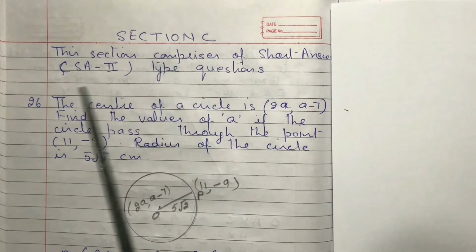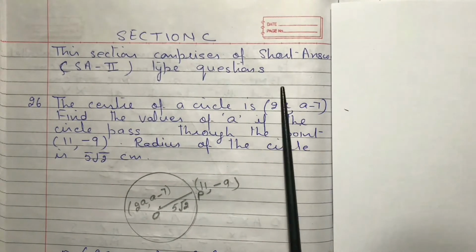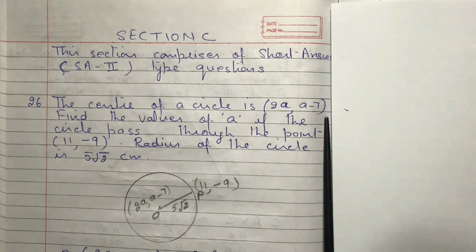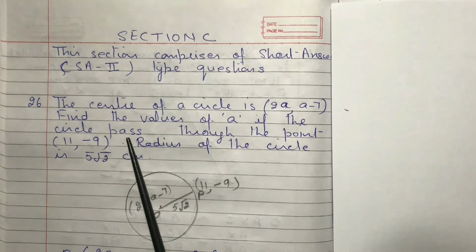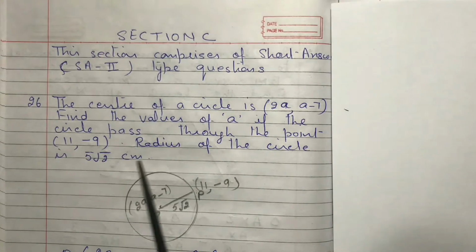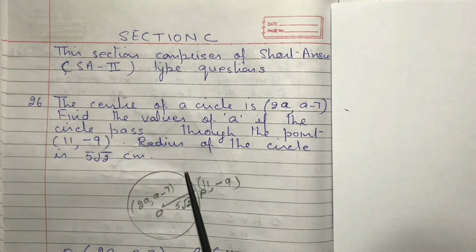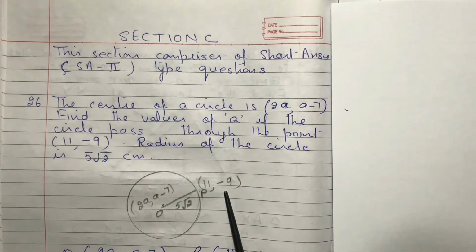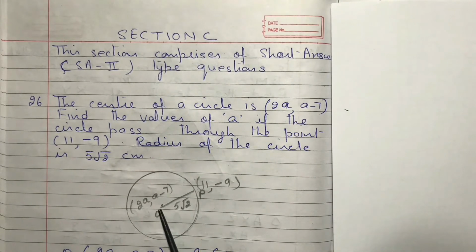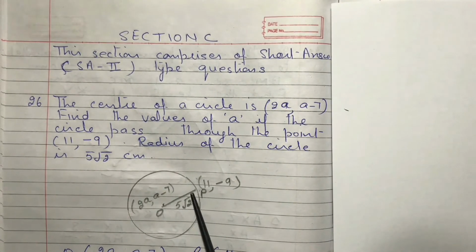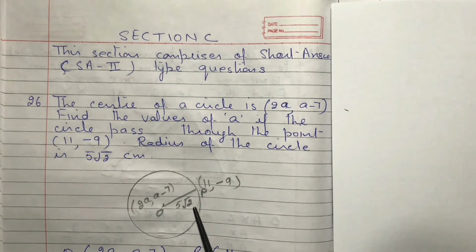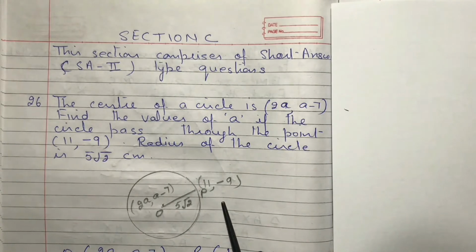Now section C. This section comprises of short answer type questions. 26th question. The center of a circle is (2a, a minus 7). Find the value of a if the circle passes through the point (11, minus 9). Radius of the circle is 5 root 2 centimeter. Now this is the circle, this is the center, this is the point and this radius is 5 root 2. And write distance formula for this line OP and this is equal to 5 root 2. And then we will be able to find the value of a.